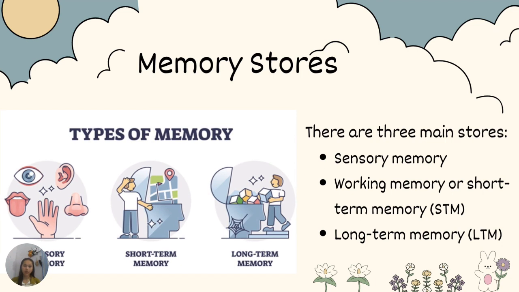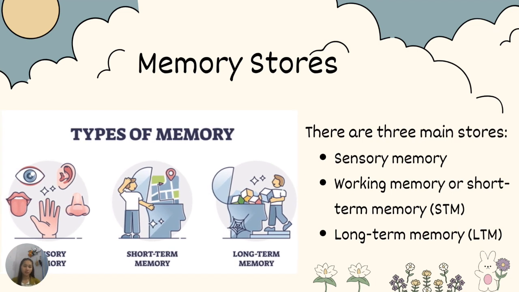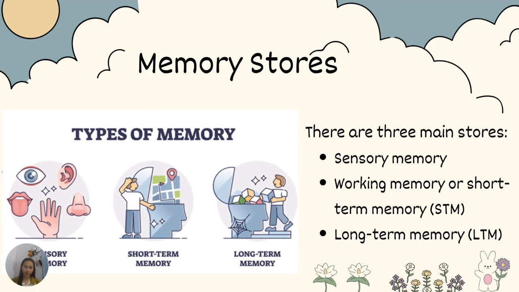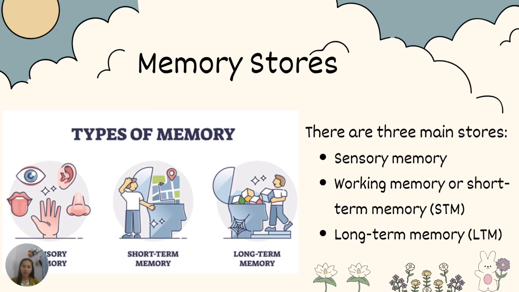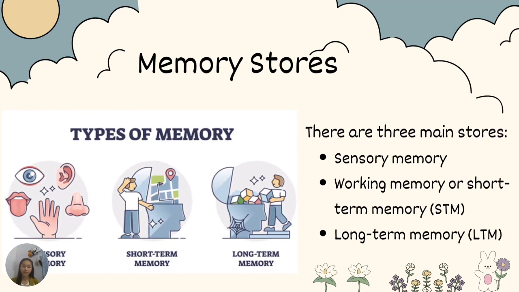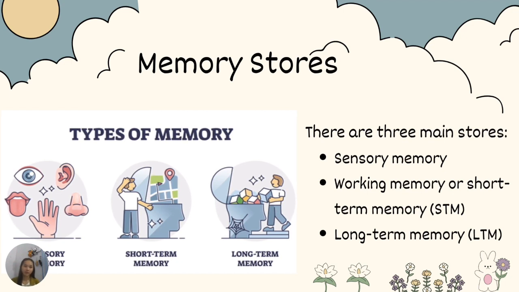So, in memory store, there are three main stores, such as sensory memory, working memory or short-term memory, and long-term memory. And these are the places that hold information as we organize it in ways that make sense to us and store it for further use. On the other hand, each of the memory stores differ in ways information is processed, how much information can be stored, and for how long. And that is all for memory store.